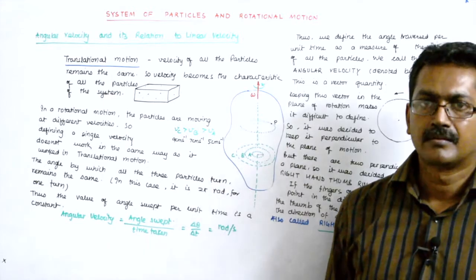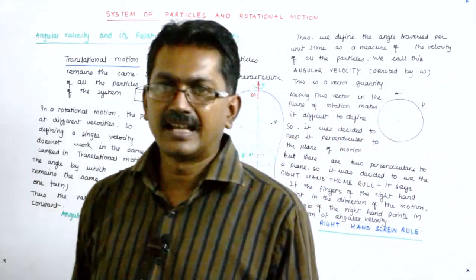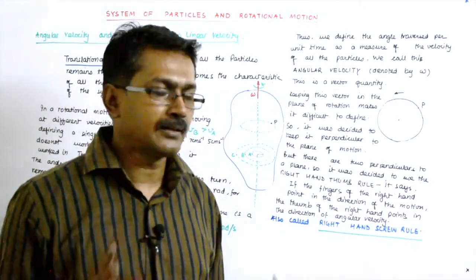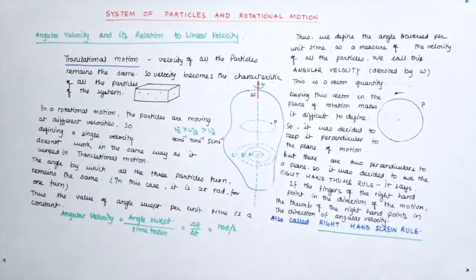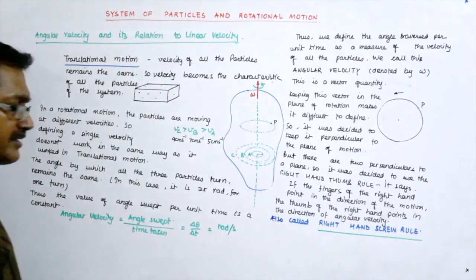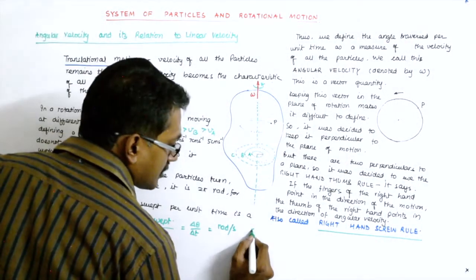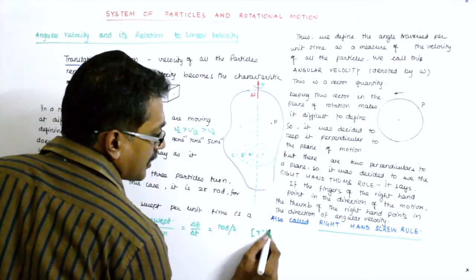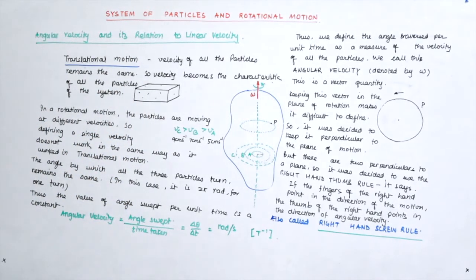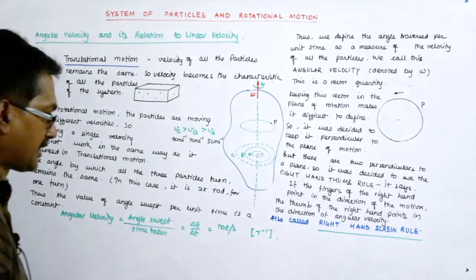It is L upon R, is it not? It is L upon R, ratio of two things. So unitless, but we name it like that. So in effect it is per second, right? Dimension wise, what is the dimension? T to the power minus 1. Because radius does not have any dimension, right?